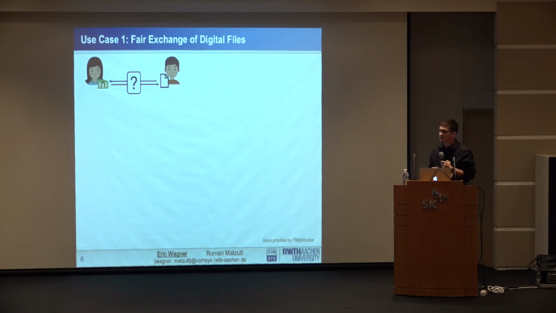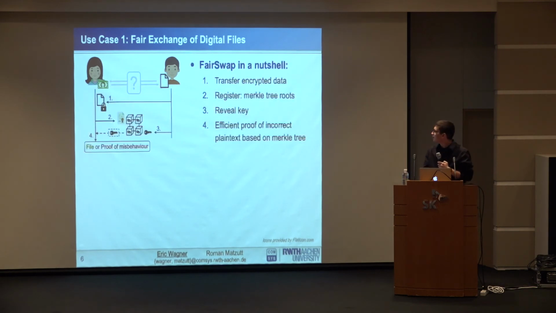So the first use case was already motivated here at the conference. So we have Bob with some file, and Alice wants to pay for it, but nobody wants to go first, because then the other person can just disappear and run away with the money, for example. So last year there was this solution proposed. So basically, in a nutshell, what they do is Bob first sends encrypted data to Alice, and then Alice can initialize this on the blockchain by uploading the Merkle tree root of the encrypted data and of the decrypted data she expects from Bob.